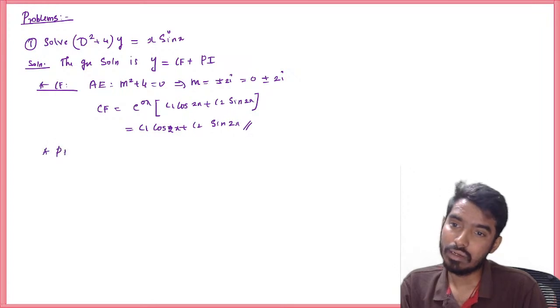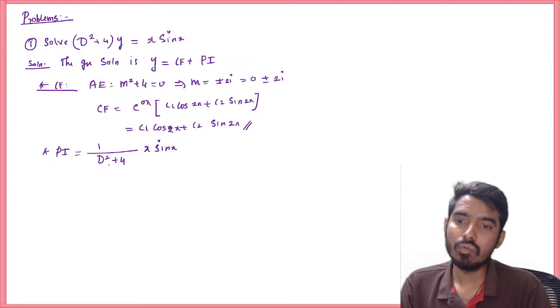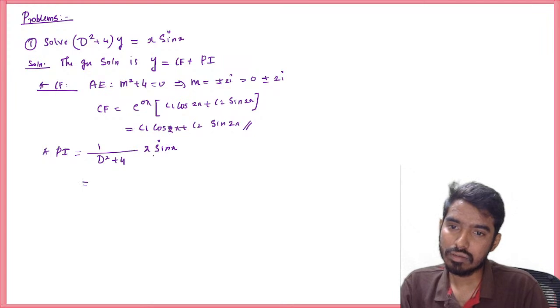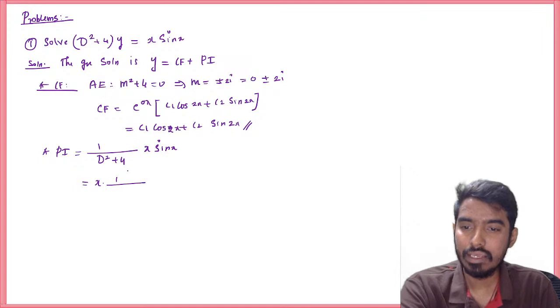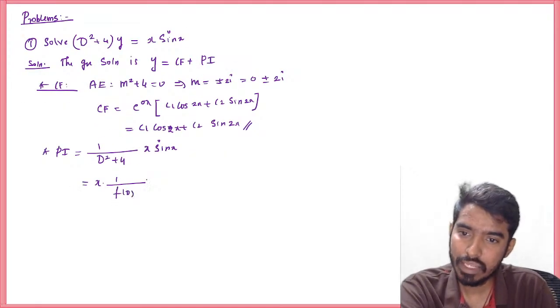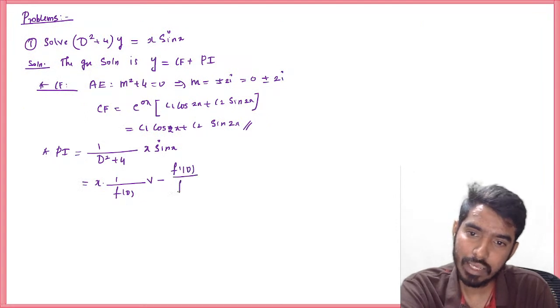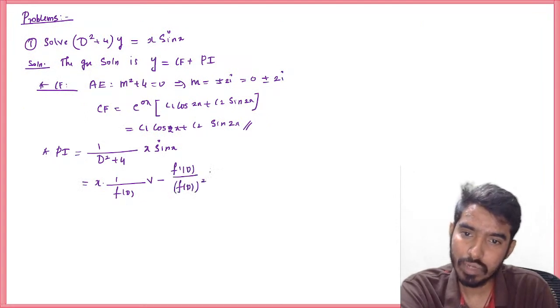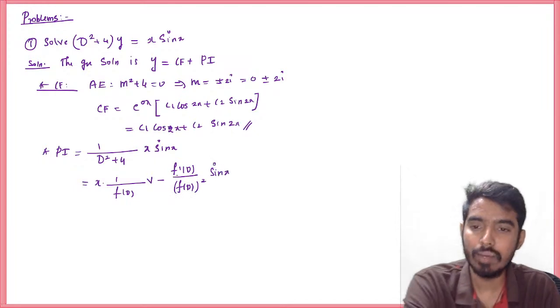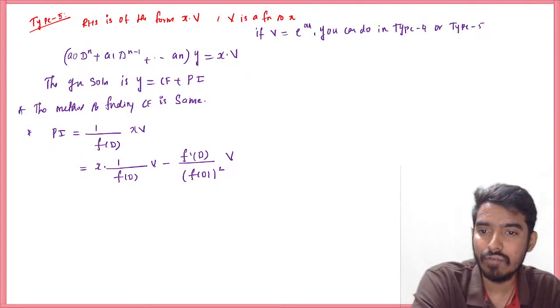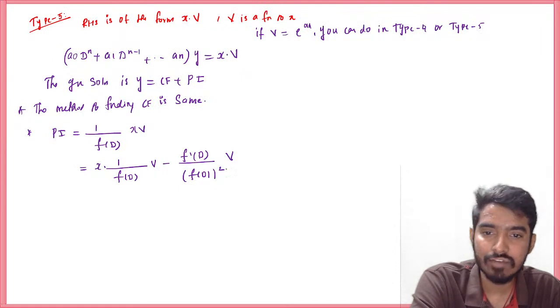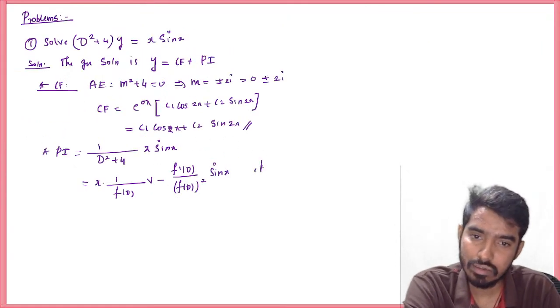Now it's a very important part. What is PI? 1 divided by f of d into x into v. What is the formula? x into 1 by f of d into v minus f dash of d by f of d whole square into v. This is the formula. Here f of d is what?